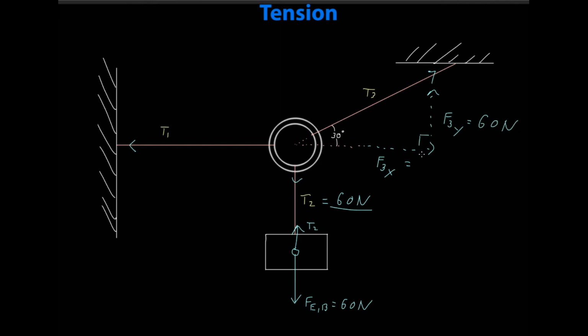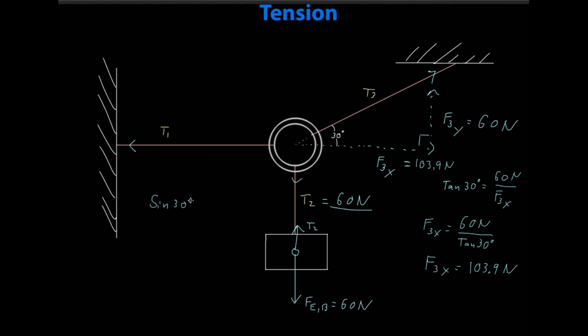And this makes a right triangle. And if I know any 2 parts of a right triangle, I can get the whole thing. If I want this horizontal force, I can do tangent of the 30 degrees equals 60 newtons, opposite side, over force 3x. Therefore, force 3x is 60 newtons over tan 30. So force 3x is 103.9 newtons. I can also do this to get T3.